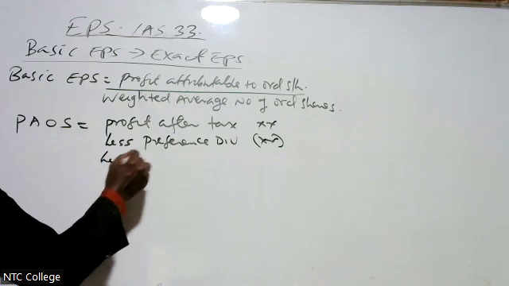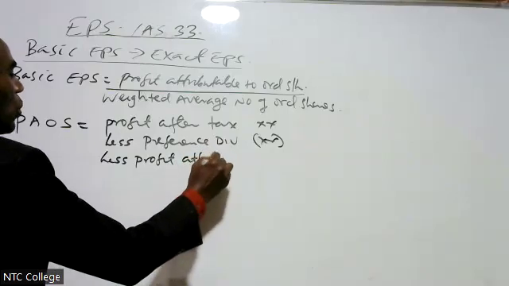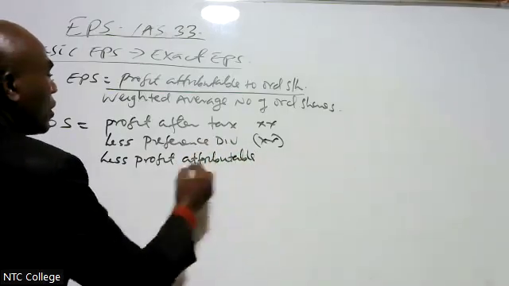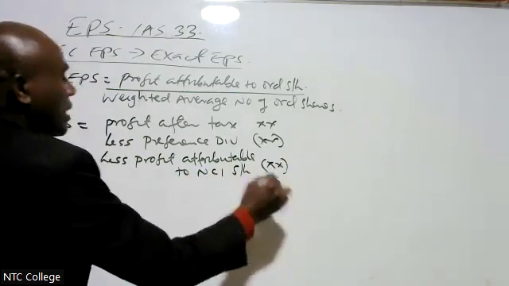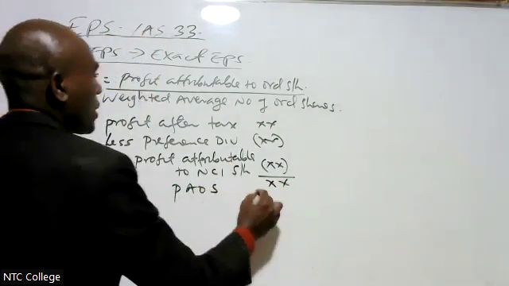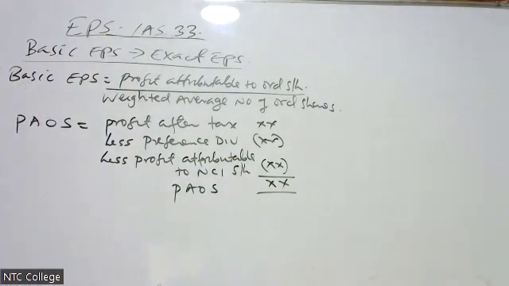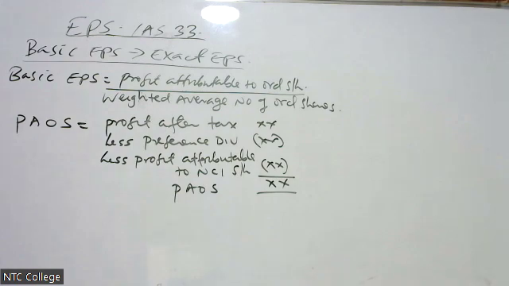Then I also less profit attributable to NCI shareholders, then I get what I'm calling PAOS, profit attributable to ordinary shareholders. That is how we get our numerator when we want to compute basic EPS.